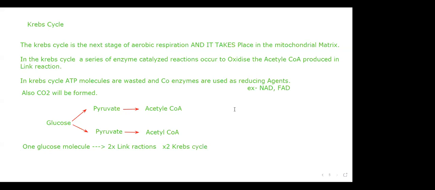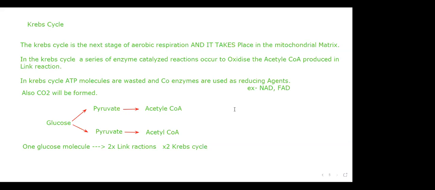So what does that mean? Until now we were always talking as if one glucose breaks into two pyruvates, and one pyruvate converts to acetyl, and that acetyl converts to acetyl CoA. But you have to remember one pyruvate is not glucose. Glucose is composed of 2 pyruvates. That you have to keep in your mind. Understood?